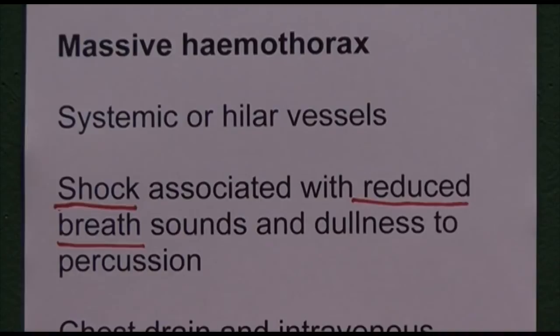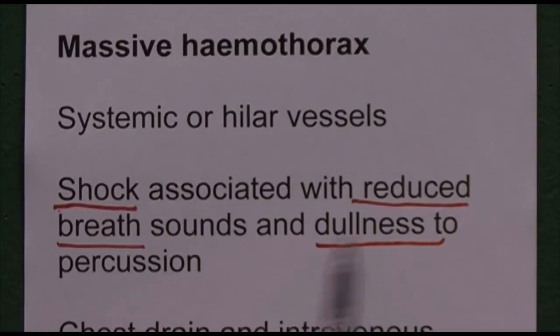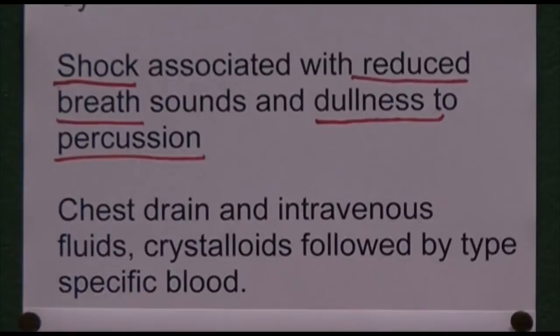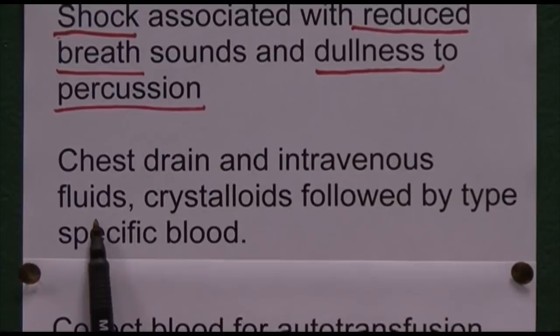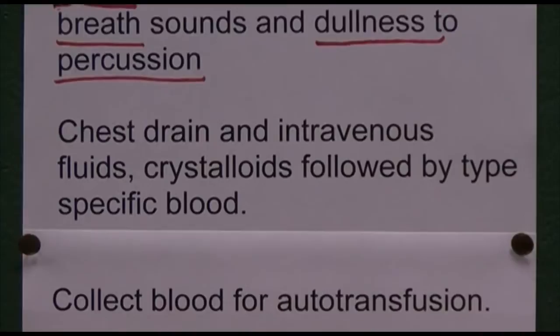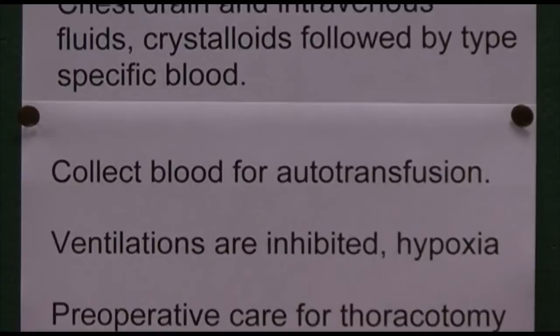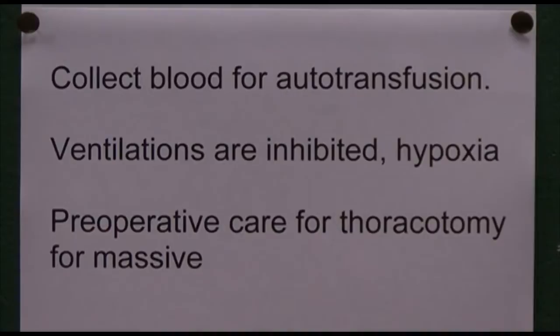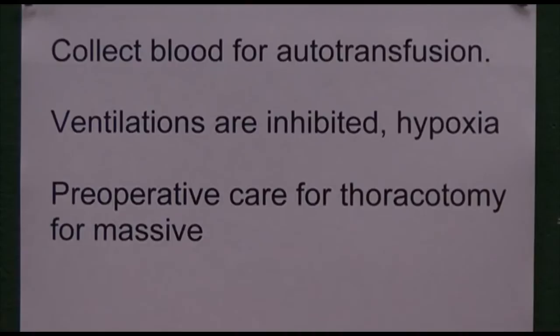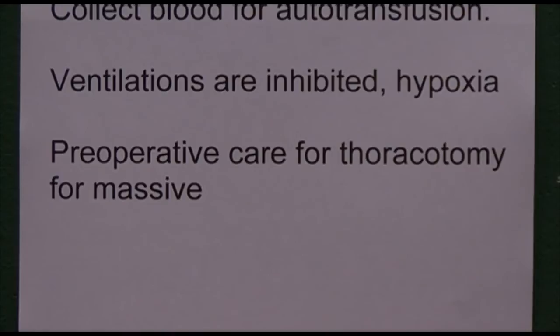And the difference between that and a tension pneumothorax is there's dullness to percussion. Because there's blood in there, it's going to give a dull note to percussion. The patient's going to need a chest drain, intravenous fluids, crystalloid fluids, followed by type-specific blood. If possible, do collect the blood for autotransfusion. Ventilations might also be inhibited, giving rise to a degree of hypoxia. And in a massive hemothorax, prepare for thoracotomy. We need a thoracic surgeon to close off the bleeding large vessels to save this patient's life.